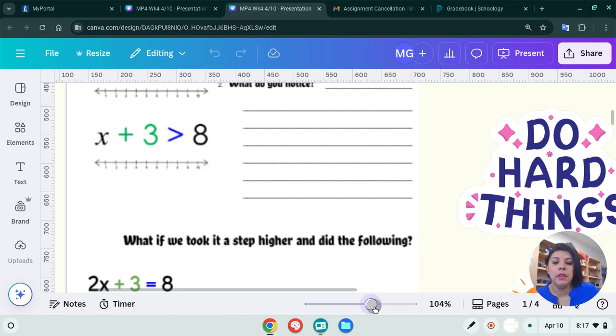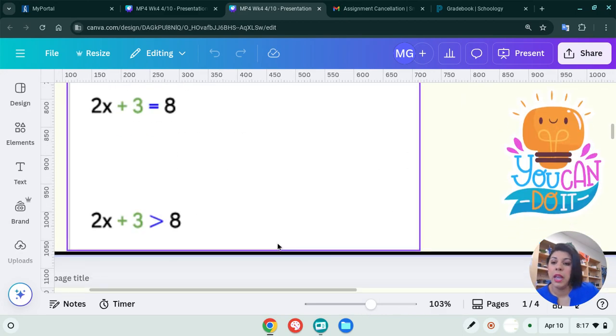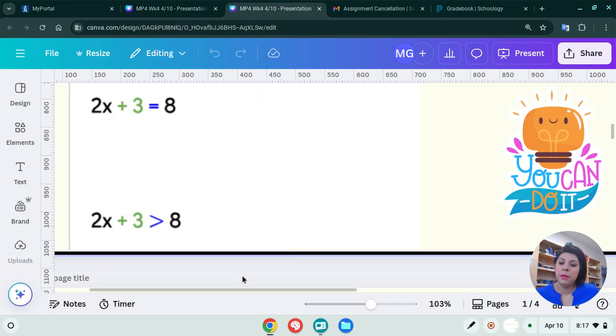Now let's go ahead and take a step further. If we look down, we notice here that we have 2x plus 3 equals 8, and then 2x plus 3 is greater than 8, right? And so the same thing, we already did step 1. So we have 2x equals 5, and 2x is greater than 5, right?